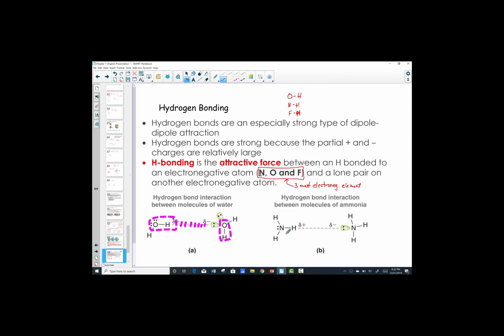Here's an example of ammonia. Ammonia has an NH bond, and therefore the lone pair on the nitrogen, which is partially negative, is very attracted to the hydrogen, and this attraction here is known as a hydrogen bond. So this is the strongest intermolecular attraction, but it's very special in that the oxygen, nitrogen, or fluorine in the molecule must be attached to a hydrogen itself.